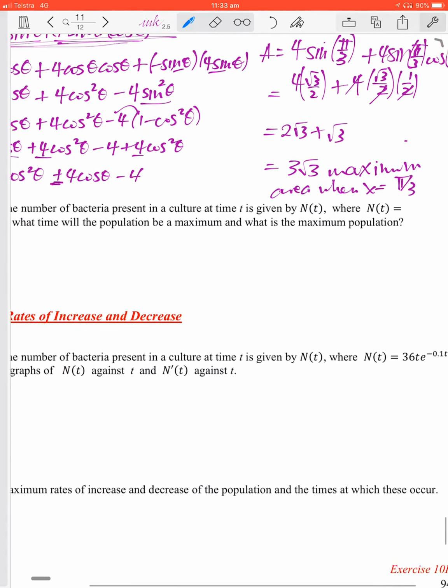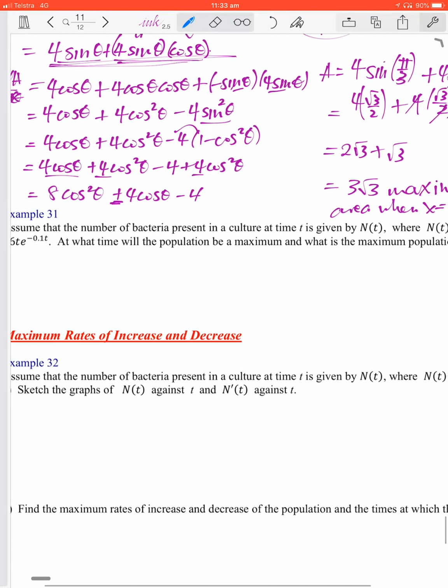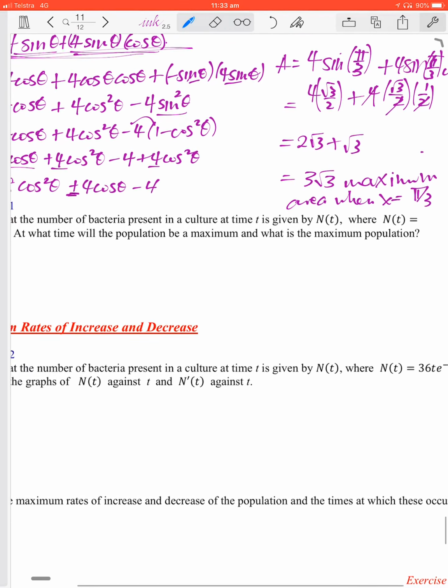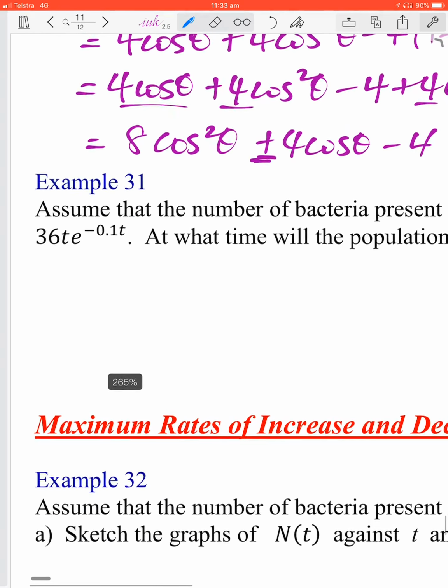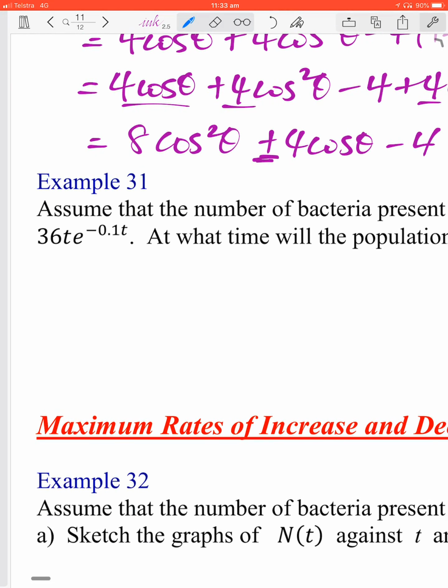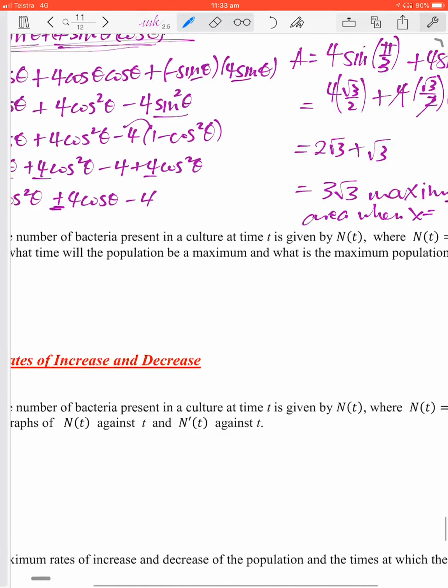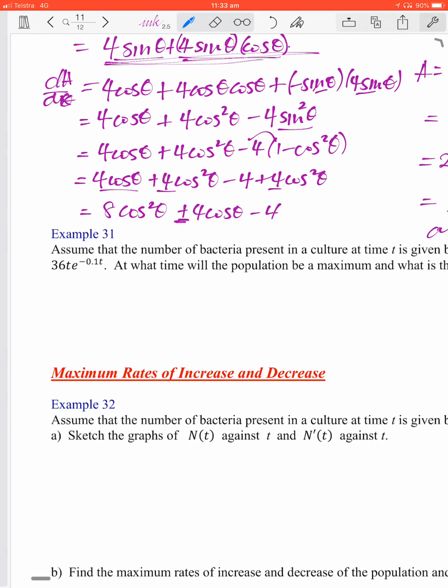Assume that the number of bacteria present in a culture is given by n of t. At what time will the population be a maximum, and what is the maximum population? So we want dn/dt to equal 0.